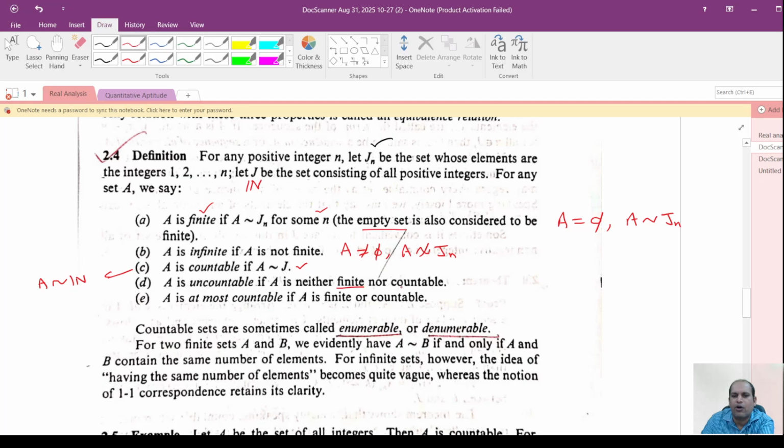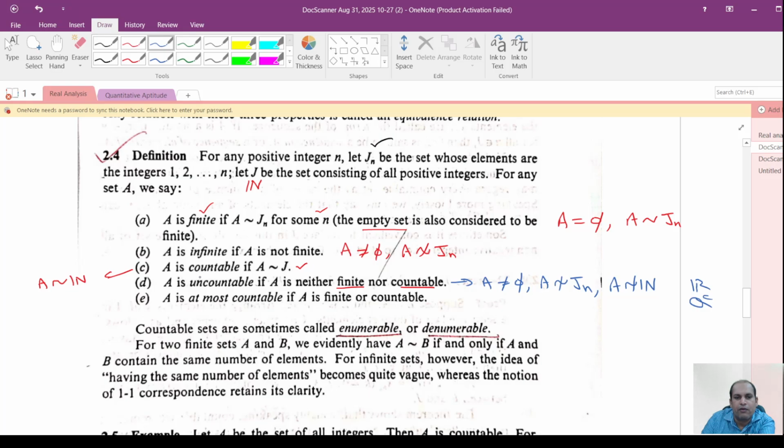So those sets are countable. An uncountable set is neither finite nor countable. Neither finite nor countable means A is not equal to the empty set, A is not similar to Jn, and A is not similar to the set of natural numbers. Examples are the set of real numbers, and any non-trivial interval, meaning other than a singleton set and the empty set. Any non-trivial interval, whether open, closed, or semi-open, is an example of an uncountable set. The set of irrationals is also uncountable; I will come to this topic later, after covering the representation of real numbers.